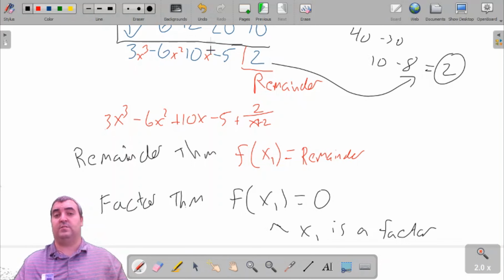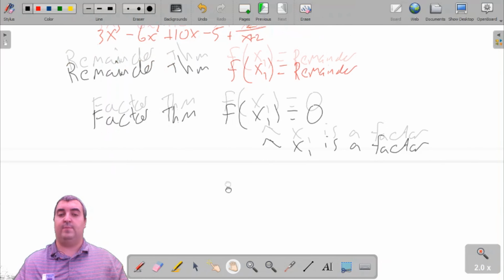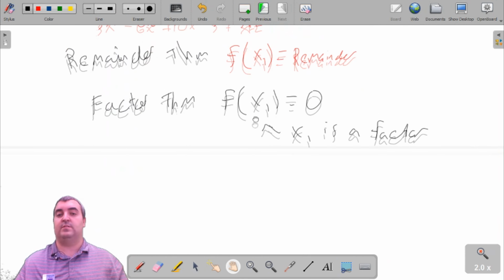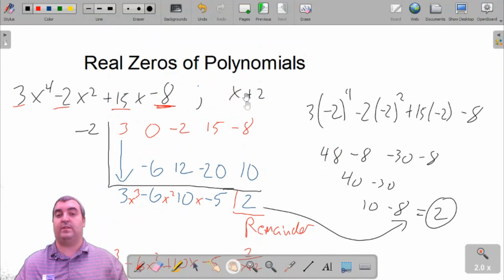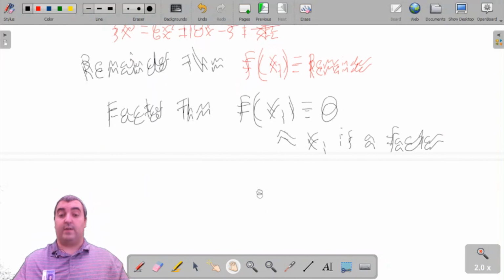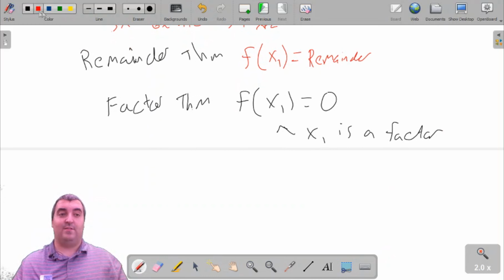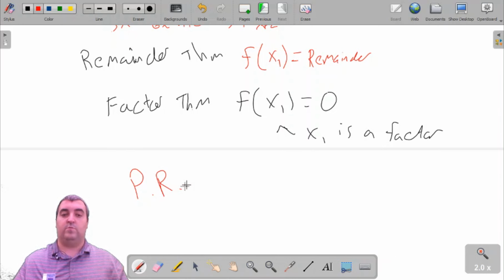So that makes it so we don't have to do synthetic division every time. Now the problem is, how do we figure out these numbers to substitute in? Obviously, this one I gave you x plus 2. Well, guess what? There's another nice little theorem called the potential rational roots theorem. Ooh, that was ugly. Whatever, I'm going to erase that.